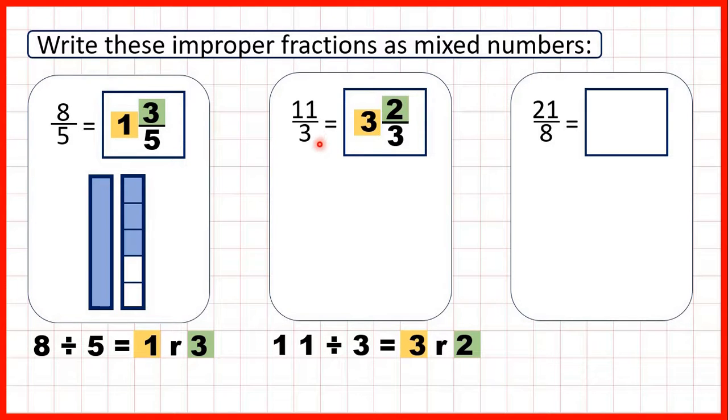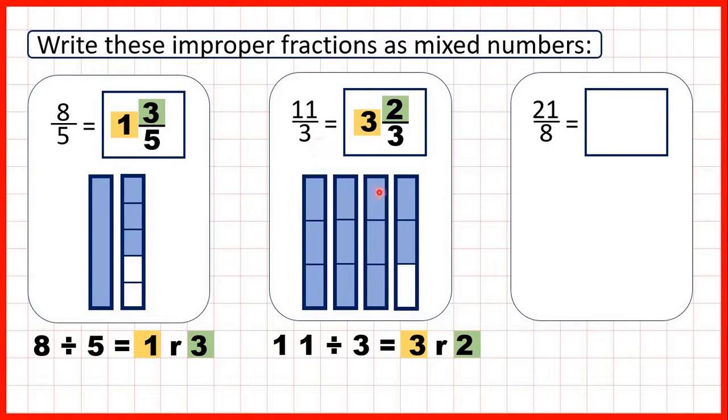And again, we can see why this works. Here we have 11 thirds, because each of our fraction bars is split into 3 pieces, and we have 11 pieces altogether. Now all we're doing when we change it to a mixed number is making 3 wholes. So that gives us 3 wholes and then 2 thirds, so that's our mixed number.